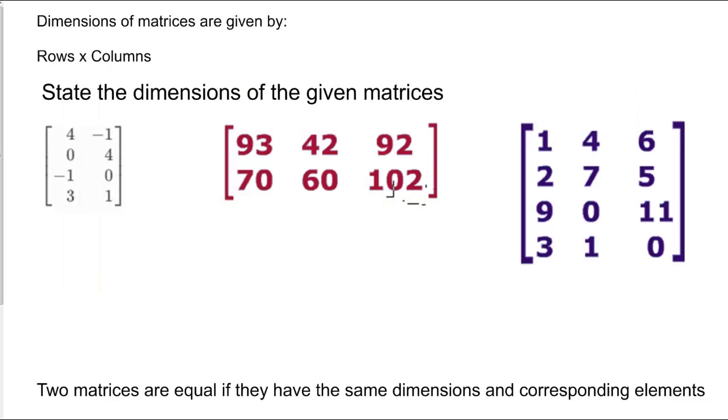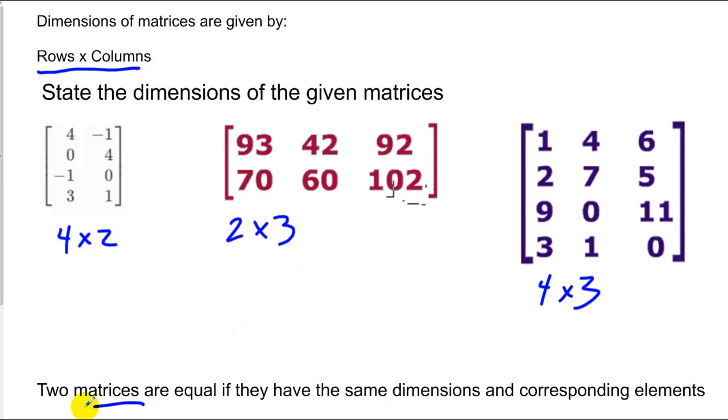If we want to give the dimensions of our matrices, they come in a row by column form. This can be seen here. So if I state the dimensions of these matrices, we have 1, 2, 3, 4 rows by 2 columns. In this case, we have 2 rows by 3 columns. And in this case, we have 4 rows by 3 columns.